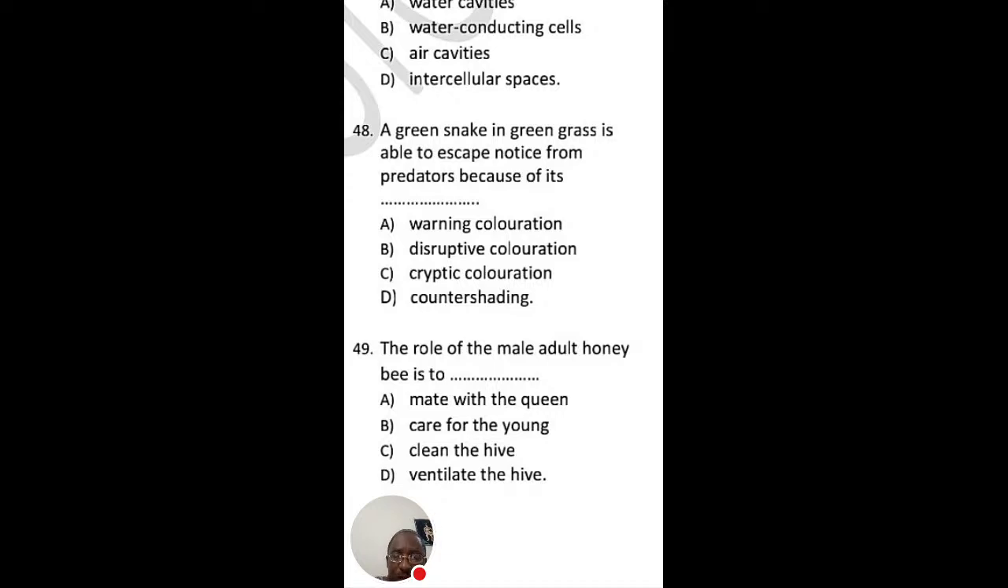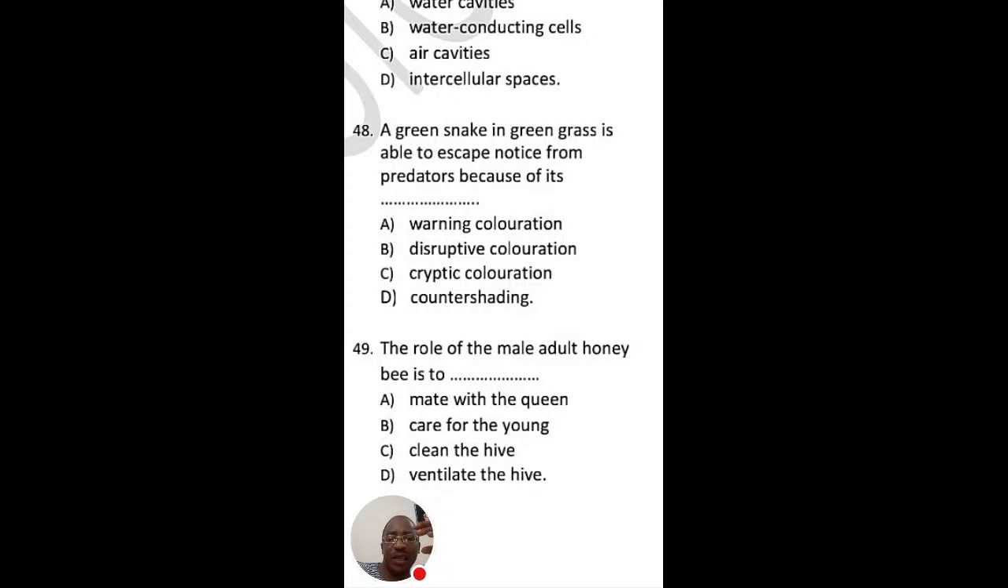There is the drone. The drone is a fertile male. Then there is the worker. The workers are sterile females. Now be informed that the workers' job is to care for the young, clean the hives, ventilate the hive, which is what B, C, and D are talking about. The drones, which are the males, their job is to mate the queen and fertilize her egg.